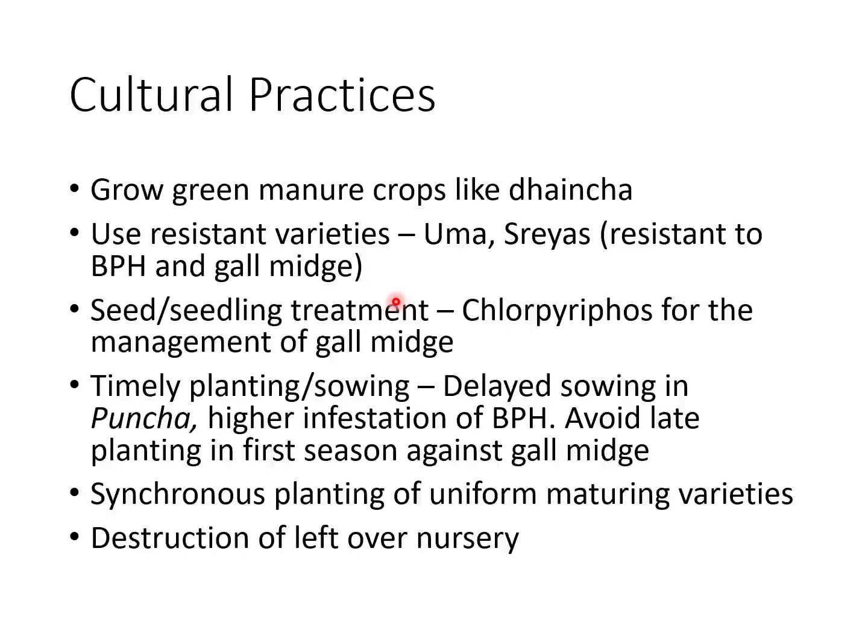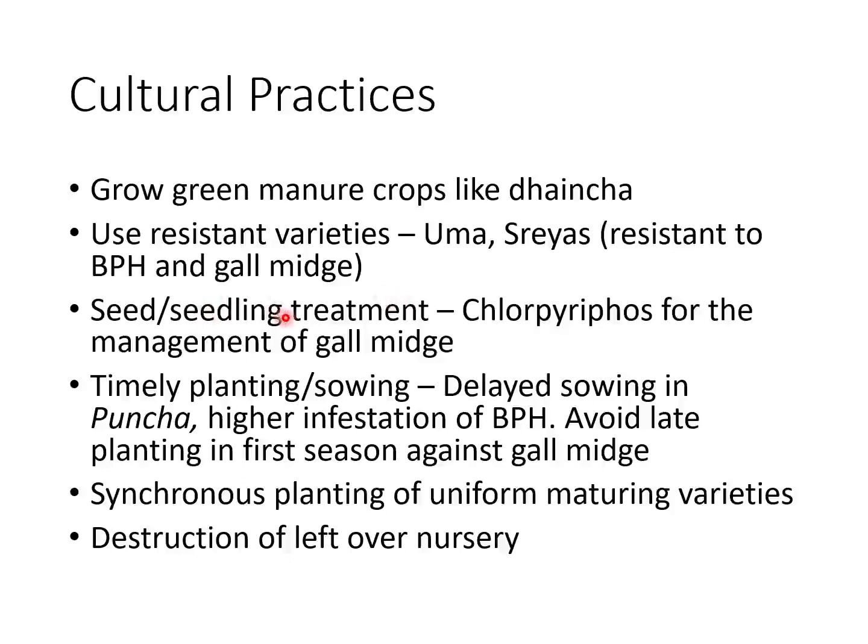It's not for pest management, but if you're going for green manuring, it adds organic matter to the crop. If the crop is growing in soil rich in organic manure, the crop will be more tolerant to insect infestation. And go for planting with resistant varieties such as Umas, Reyes, etc., which are resistant to gall midge as well as BPH. Then before planting, go for seed or seedling treatment with chlorpyrifos if your area is having gall midge infestation.